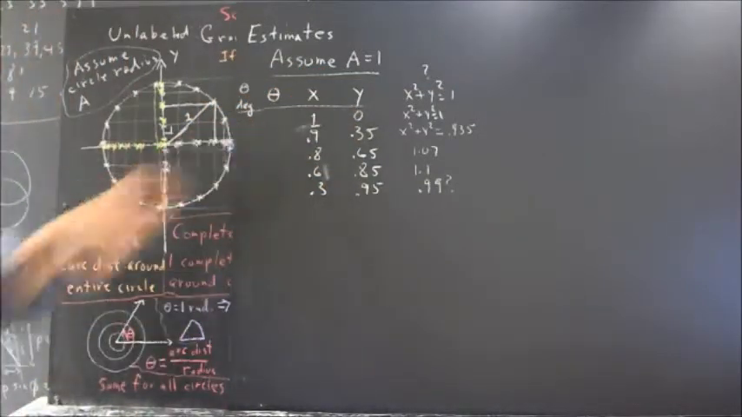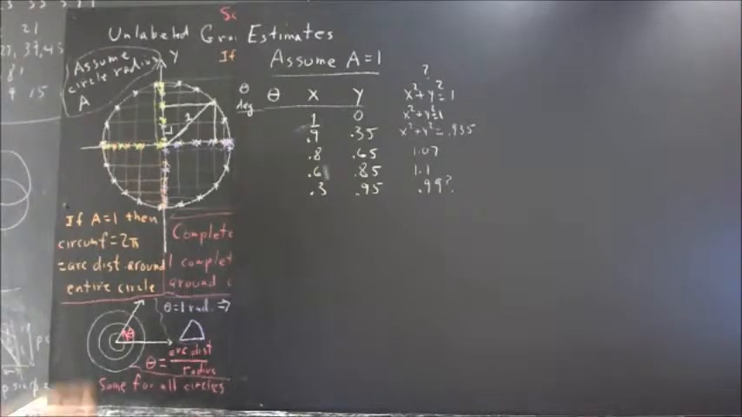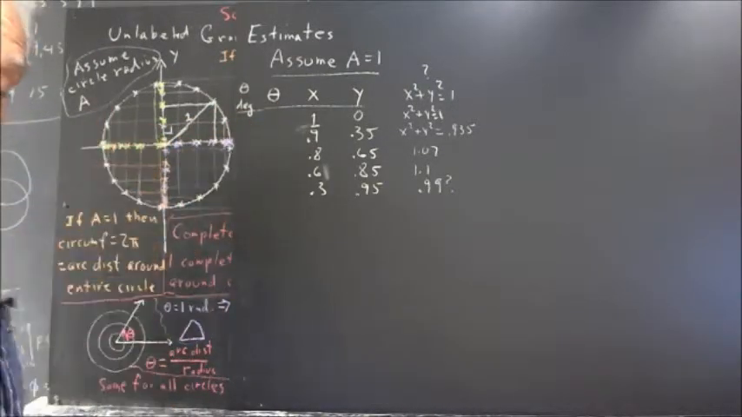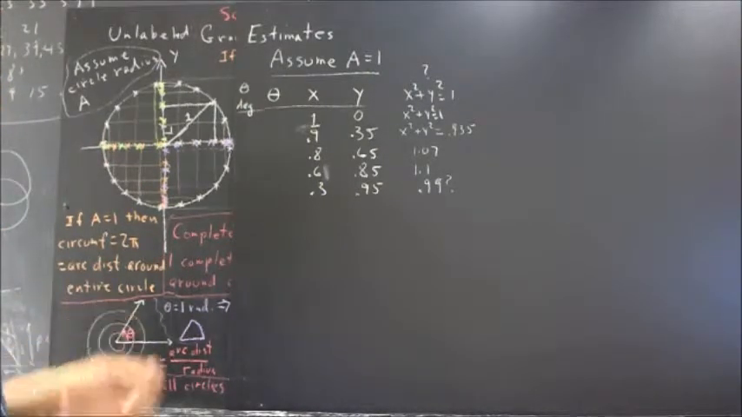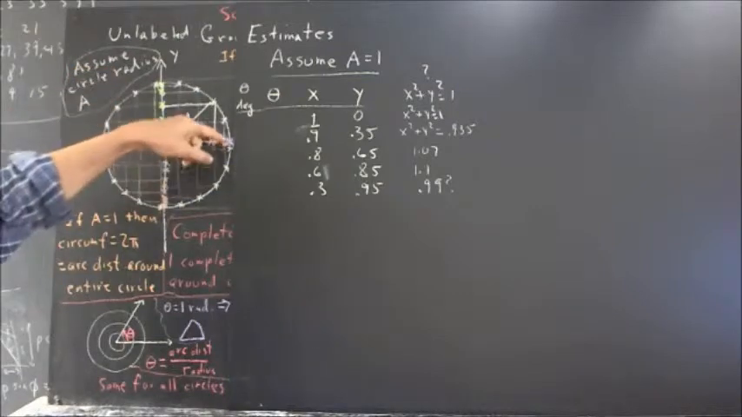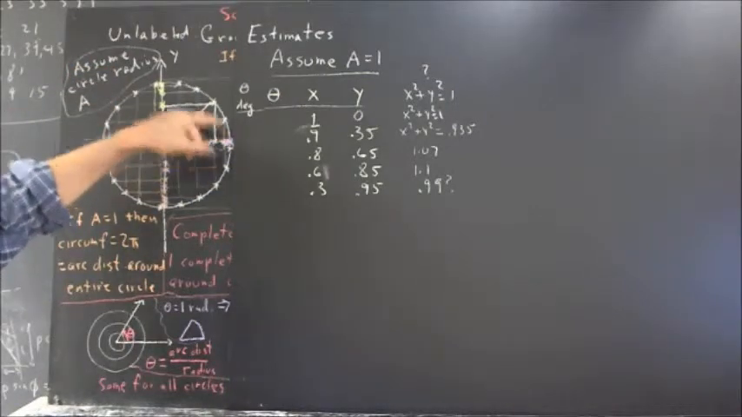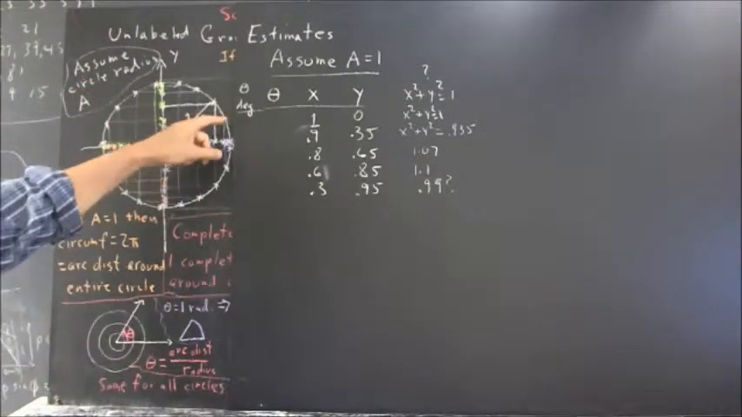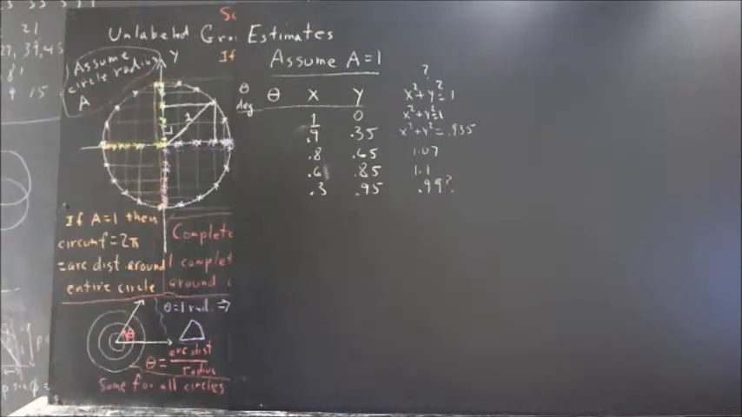Okay, what are our theta values? Well, theta, remember, is your arc length. And what are the arc lengths here? Well, the arc around the entire circle is 2 pi. The arc from here up to here is 1/4 of that, 2 pi over 4, pi over 2, which is about 1.57. We've divided that into about 5 segments.